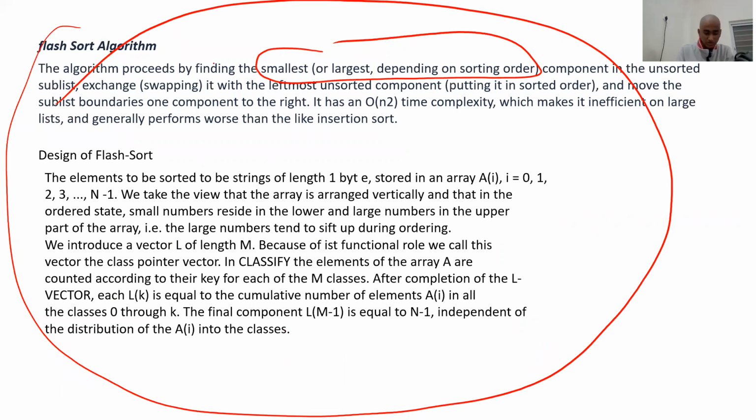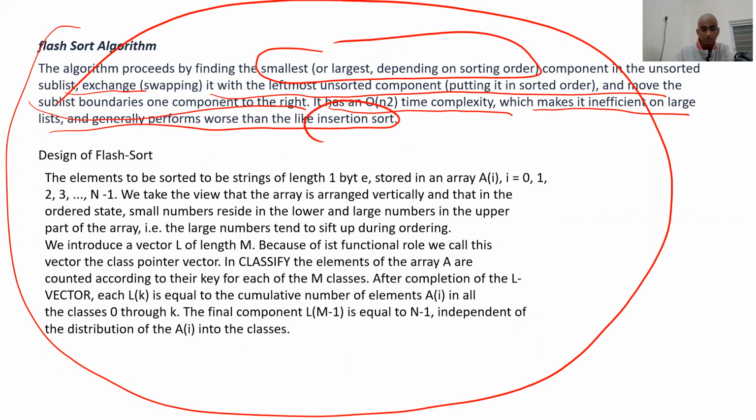Flashsort algorithm. Components in the unsorted exchange. If the leftmost unsorted component moves sublist boundaries one to the right, it has O(n squared) time complexity, which for sufficiently large n makes it perform worse than insertion sort.